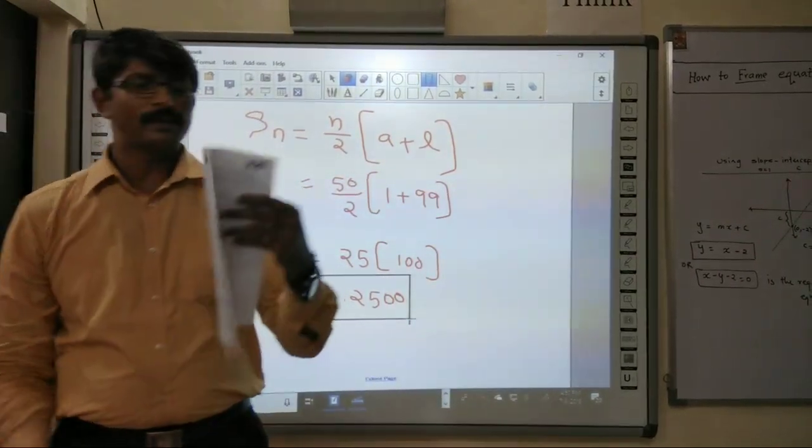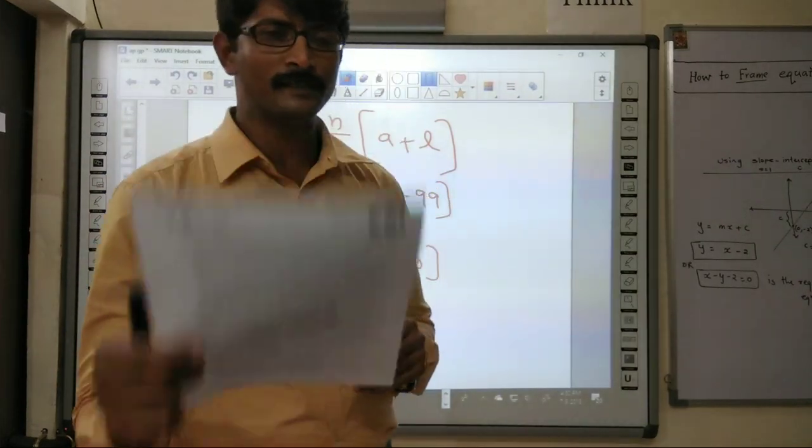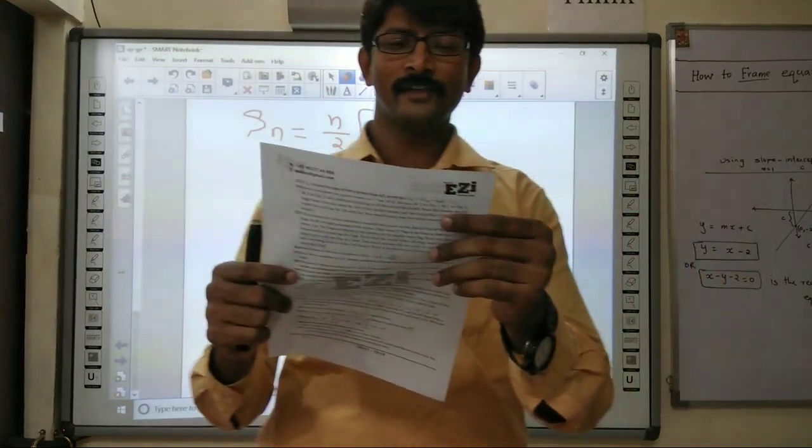So students, you can solve these first two sums. Meanwhile, I'll just take a 1 minute break. So students, be ready with your first sum.